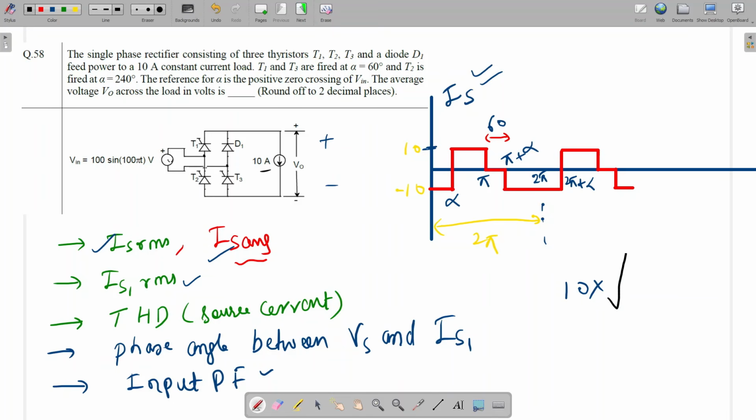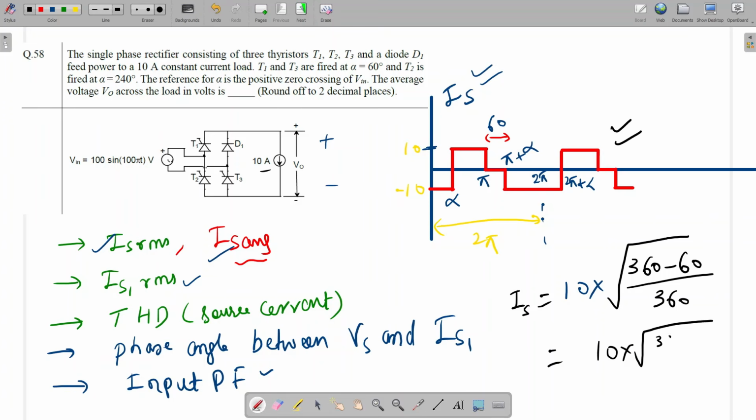So what will be the RMS value? RMS will be 10 into the square root of 360 minus 60 divided by 360. What will be this value? Can anyone tell? ISRMS, the RMS value of the source current. So this will be 10 into the square root of 300 by 360. We already calculated this in the last class. So this value will be 9.12 ampere. Okay, so this value we have calculated.